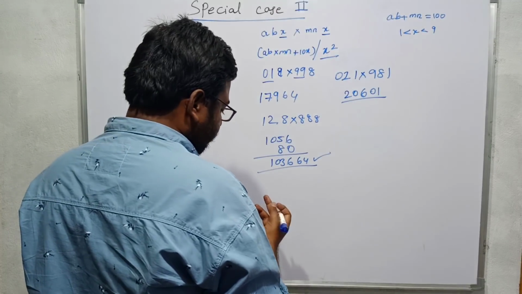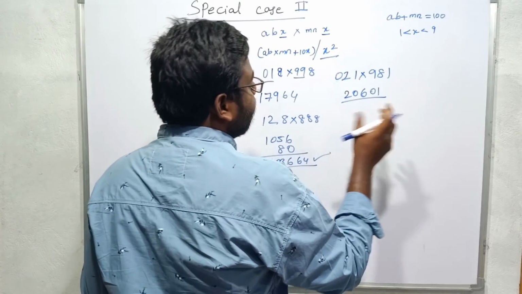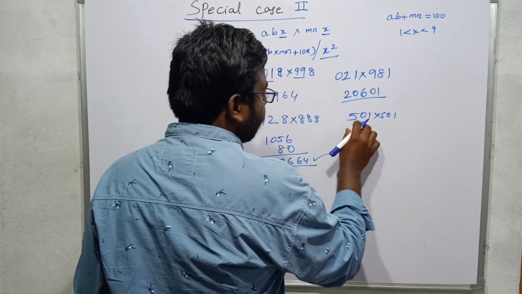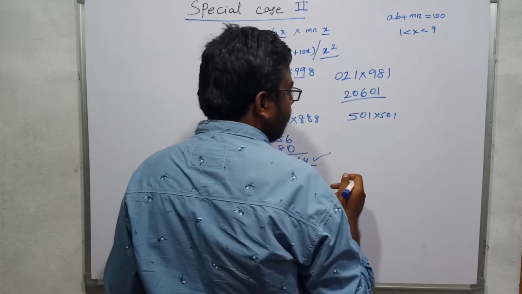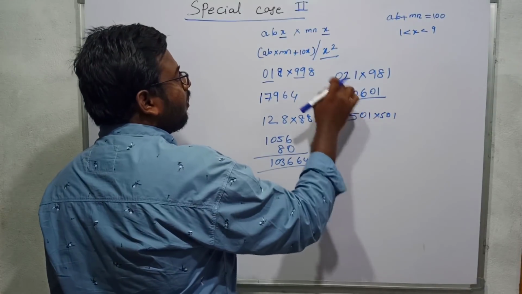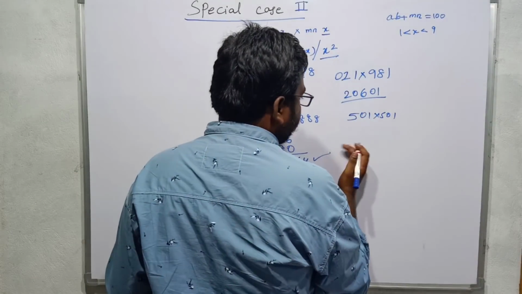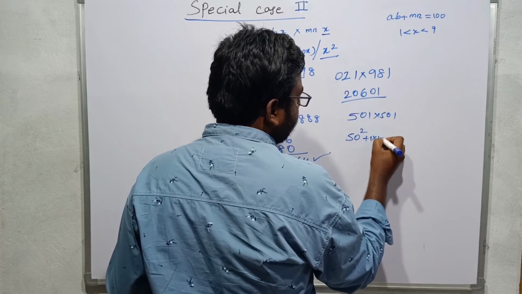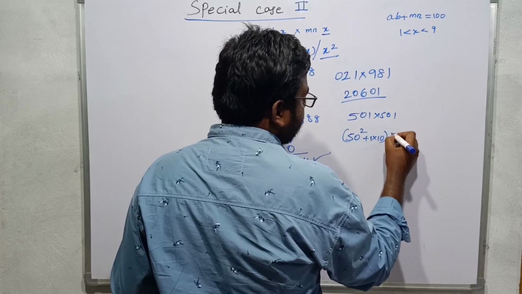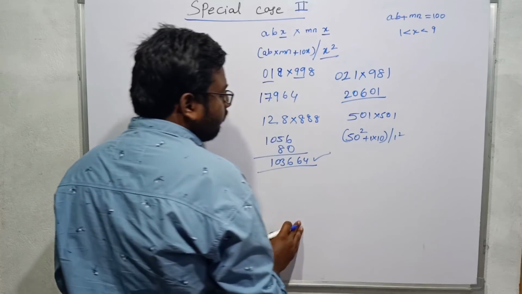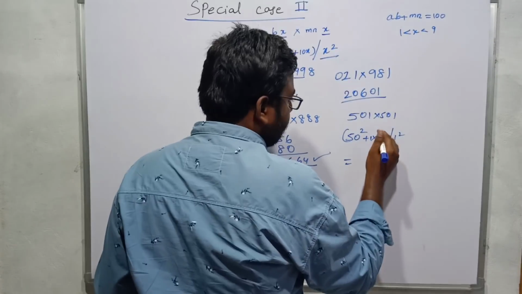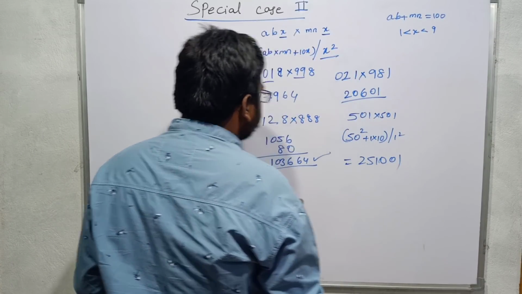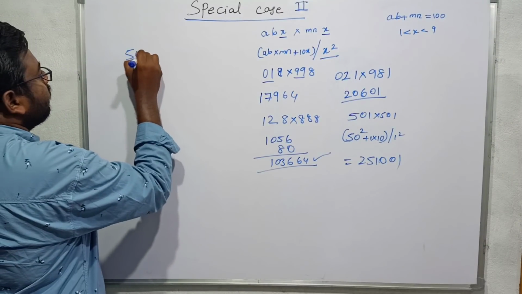So in this case, for example, if I take 50 and 50, that means 501 into 501. 50 plus 50 will be 100 and the 1 and 1 are equal, so I can apply this. So what I will get is 50 square plus 1 into 10, besides 1 square. So 501 square can be written as 2500 plus 1 into 10, which is 251001.